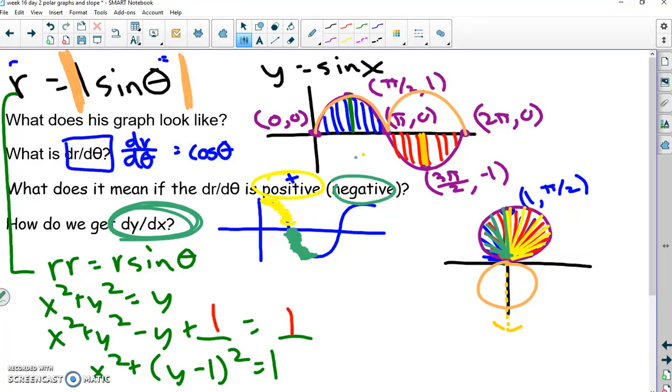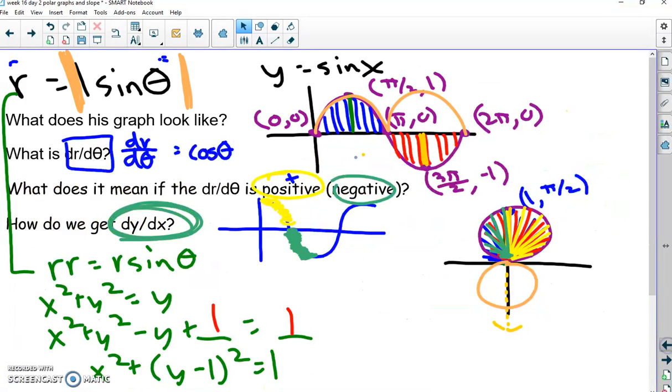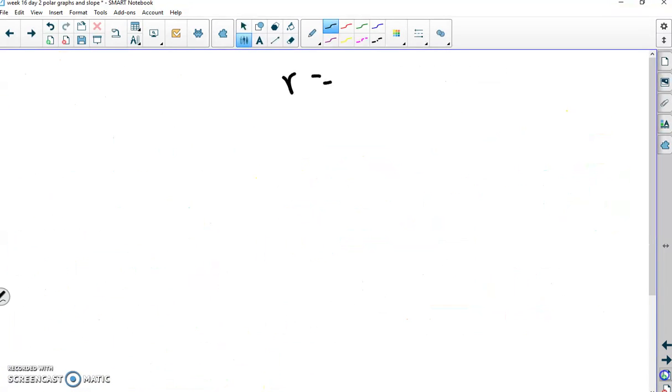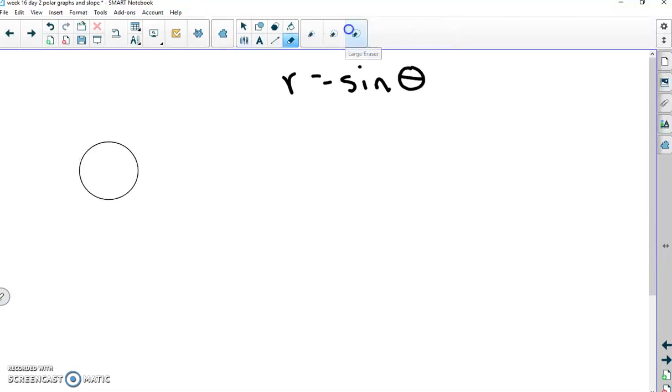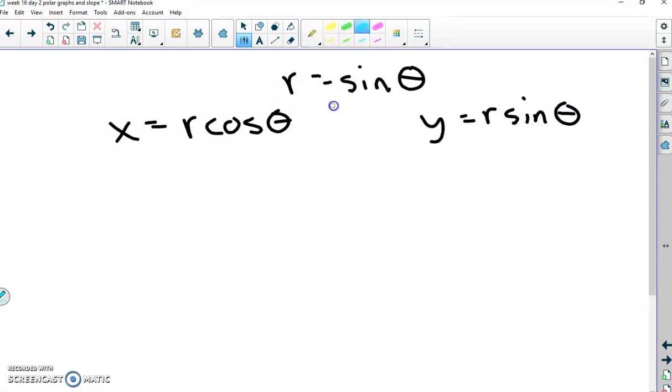Now, two comments. dy dx. If I want dy dx, I know I got 2 minutes left, not dr d theta, if I want dy dx. Okay, think of it this way. If r equals sine theta, what did we say at the very beginning of class that x and y are? If I have x equals who? r cosine theta. y equals r sine theta. And do I know who r is?